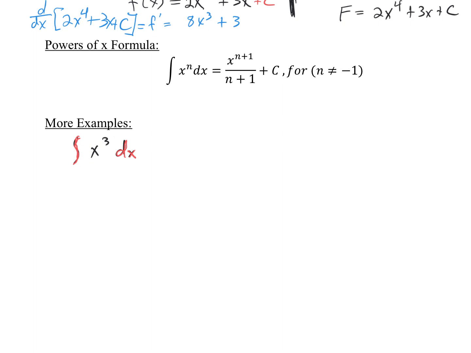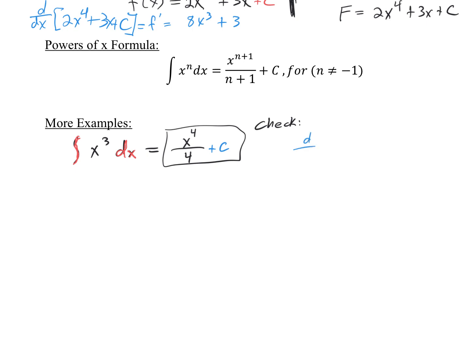Okay, well, let's apply this. So this would be equal to, we have x, we're going to increase the exponent by 1, and then you have to divide by something. Well, you divide by whatever the new exponent is, like this, and then at the very end, you add on plus C. Now, this is the answer. How do I know if this is correct? You could take the derivative of that.